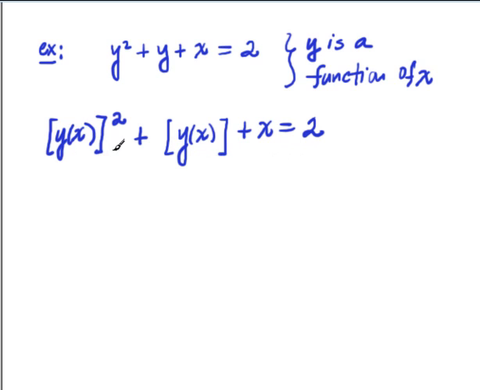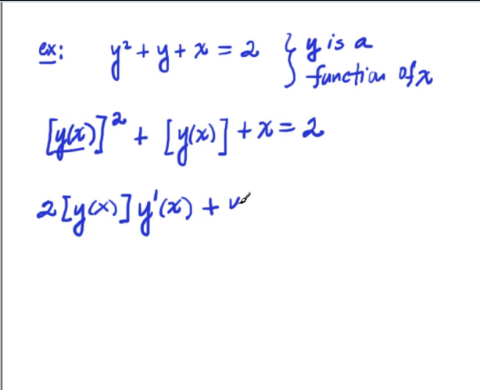This is going to be differentiated using the chain rule. We're going to bring 2 down. That'll be the derivative of the outer, and multiply by the derivative of the inner. Here we're just going to multiply. Here we're just going to take the derivative. So here we have y prime of x. The derivative of x is 1, and the derivative of 2 is 0. So that's it. We differentiated implicitly.